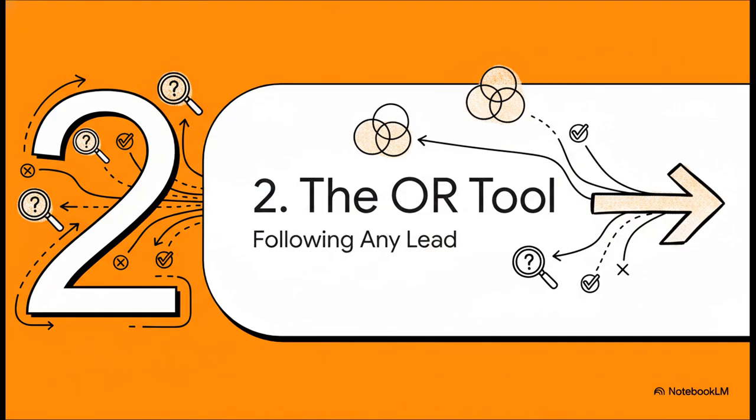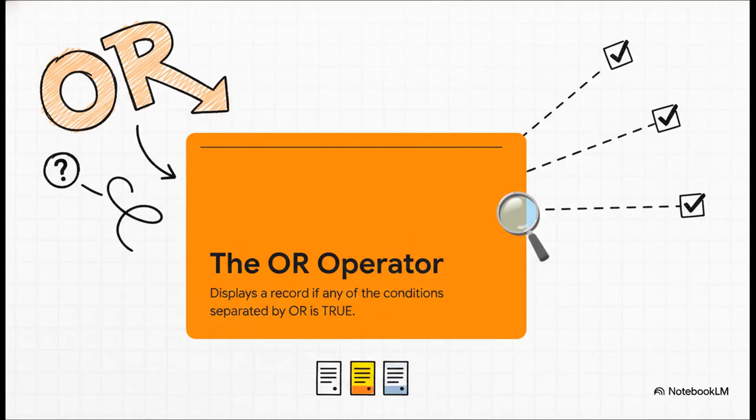Nice work. But investigations aren't always that straightforward. What if our leads are a little broader? What if we'd be happy with a match that meets one of several possibilities? Well, for that, we need a more flexible tool. So let's bring in the OR operator. Now, unlike its super strict cousin AND, OR is way more forgiving. It'll show you a record if it meets condition 1 or condition 2 or any other condition you give it. As long as just one of those is true, it's a match.